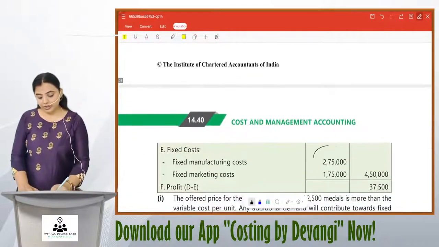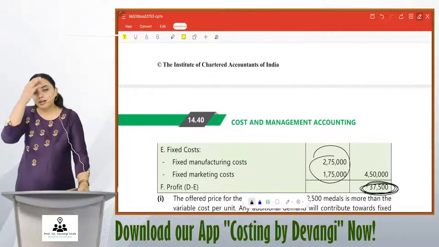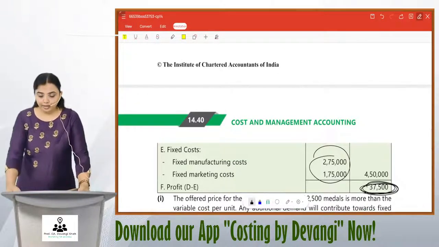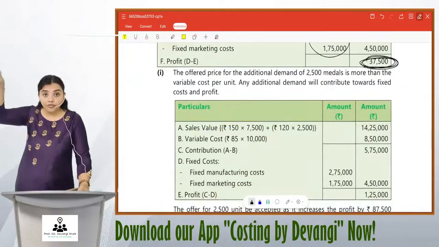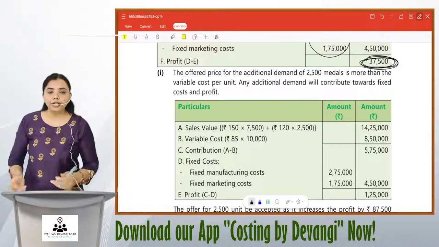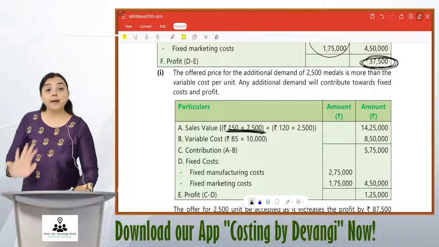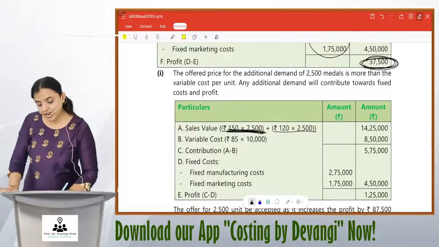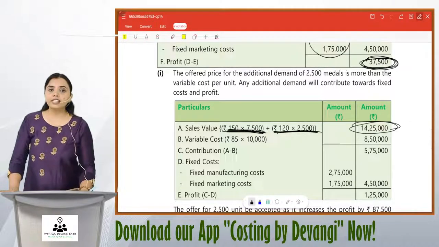अभी ये मेरा fixed cost है. Presently हमारा इतना profit है. Okay? अब अगर सोचो, ये प्रेजेंट सिनारियो हो गया, अब अगर सोचो मैं वो 2500 का ऑफर 120 रुपये पर एक्सेप्ट करती हूँ. If I accept the offer, my total sales will be 7500 × 150 plus 2500 × 120, this will be my total sales, right?